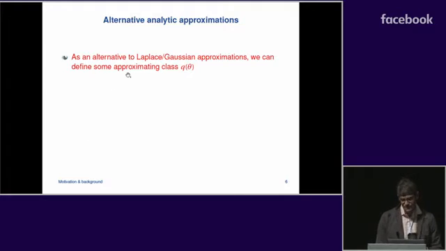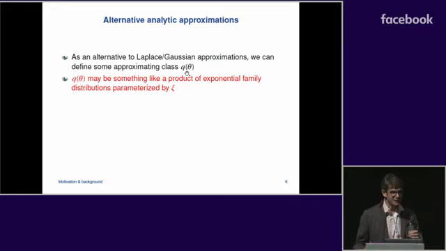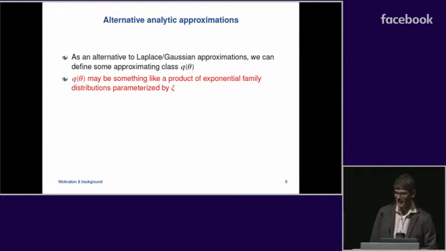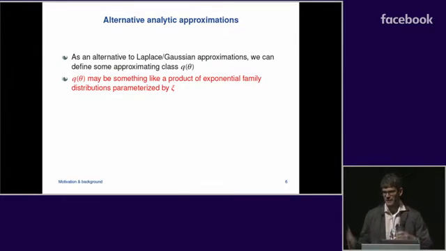So what could we do instead? Well, as an alternative to these really old approximations, we could think of defining some type of approximating class Q of theta. Our posterior distribution is pi of theta given y, and that's intractable, and so we'd like to get close to it. So let's approximate it with some tractable class Q of theta, and then Q of theta might be something like a product of exponential family distributions parameterized by some working parameter xi, which is just an algorithmic parameter controlling the accuracy of the approximation.